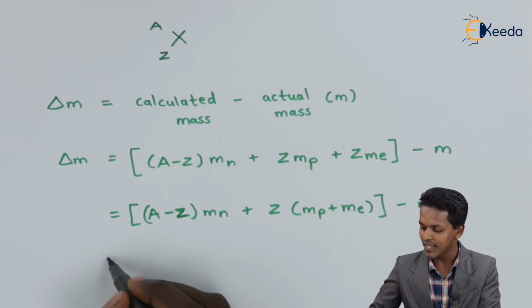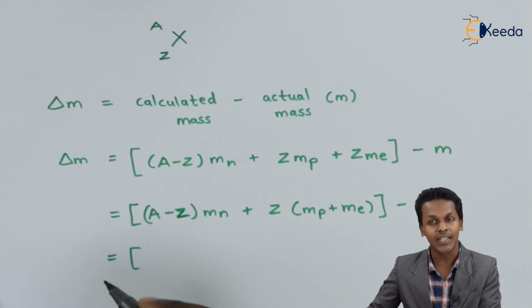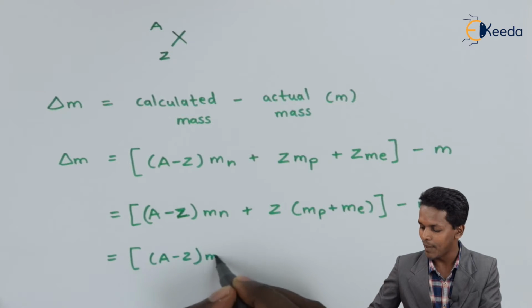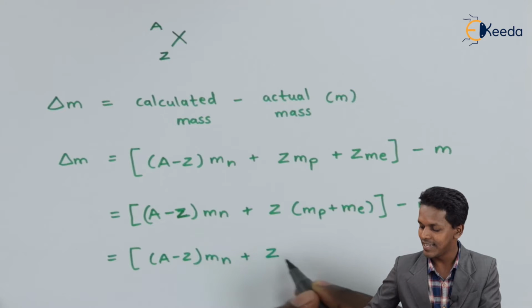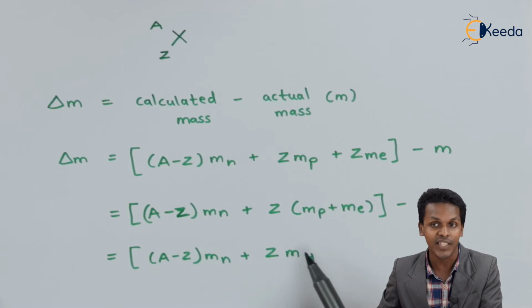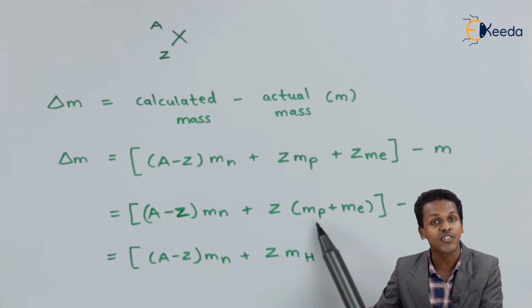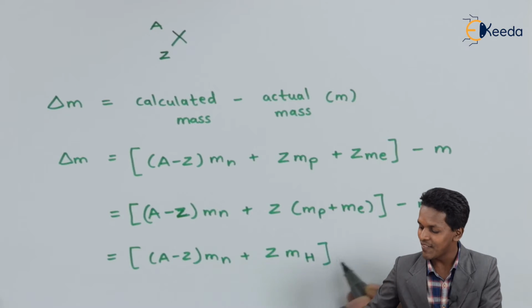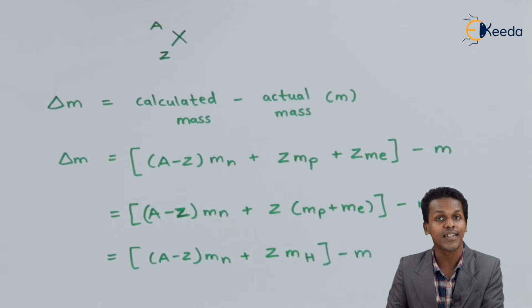So here what I'm doing is making the equation in such a manner where I could write it as A minus Z Mn plus Z into Mh, and in that case Mh is nothing but the mass of the hydrogen, accounting for the mass of the proton and the mass of the electron. So this is how I have simplified it, and now let me talk about it further.